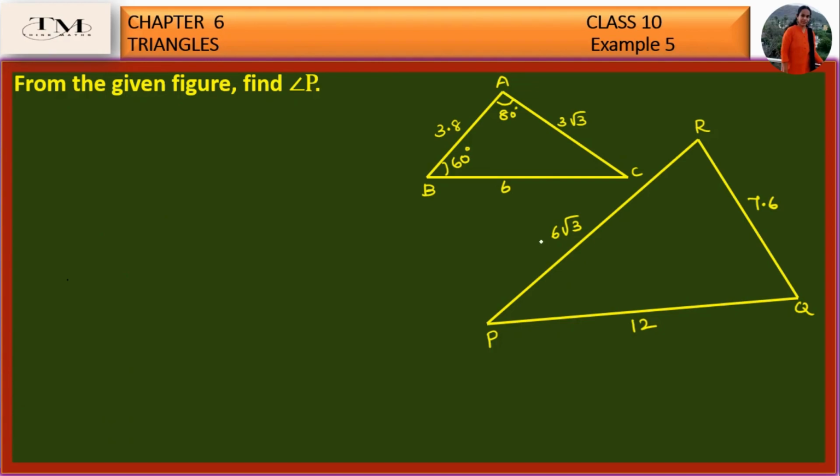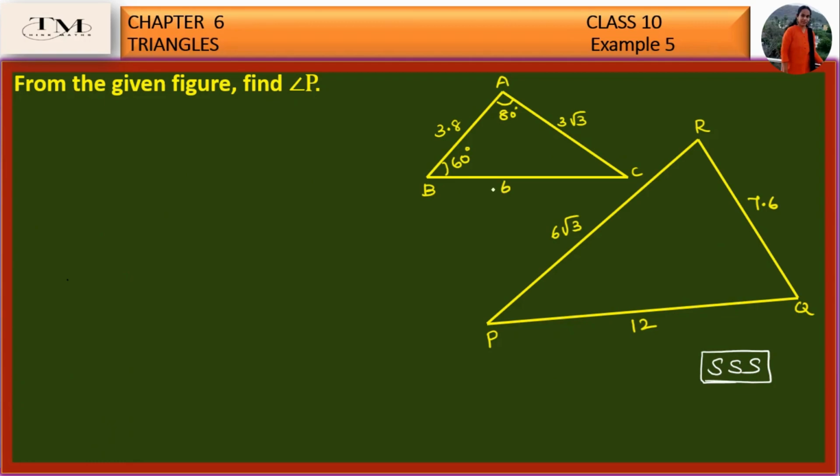So if we prove the similarity by SSS, because all three sides are proportional, then this triangle will be similar to this triangle. Here angles are given. If these two triangles are similar, then their angles will be equal. If it is so, then we can find out the angle P. So let us proceed. We are going to use the SSS criteria, because all three sides are given.